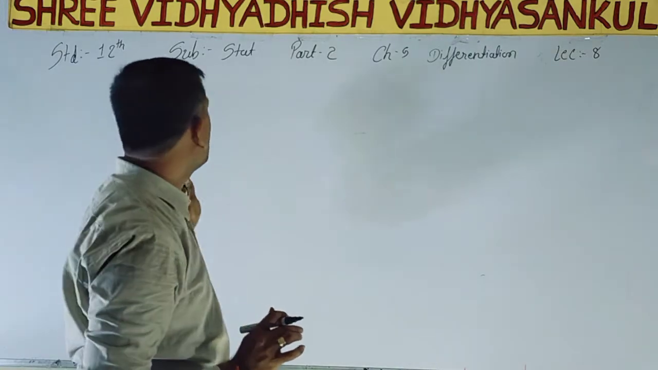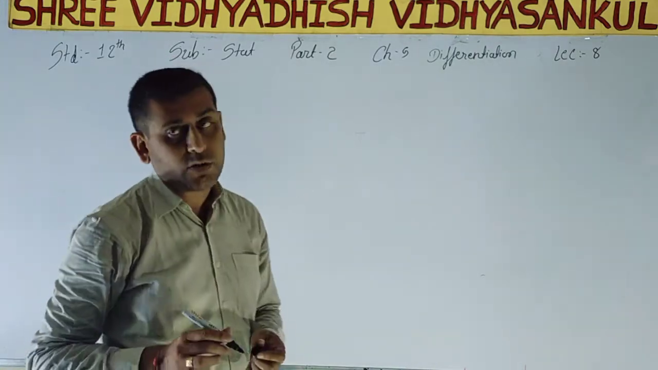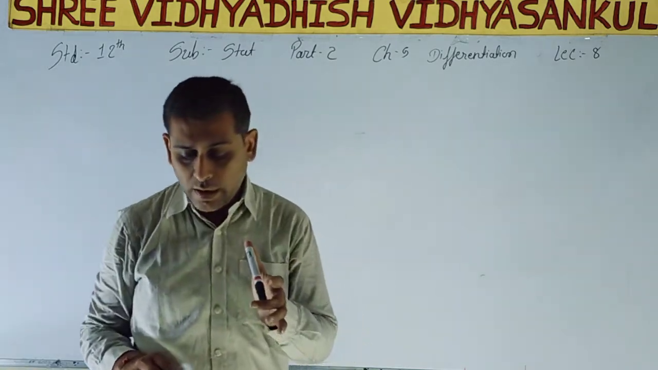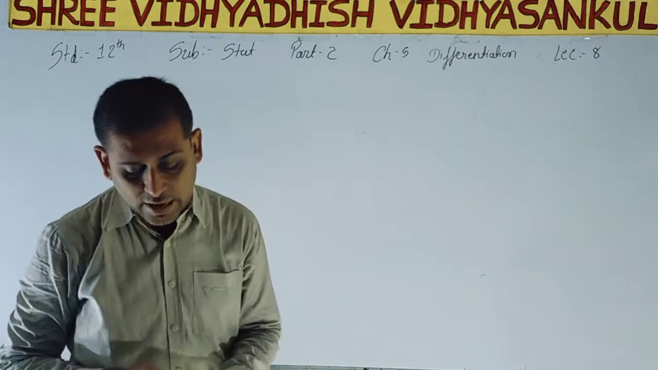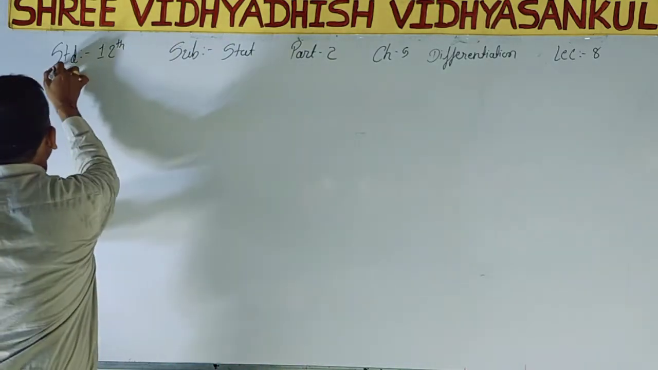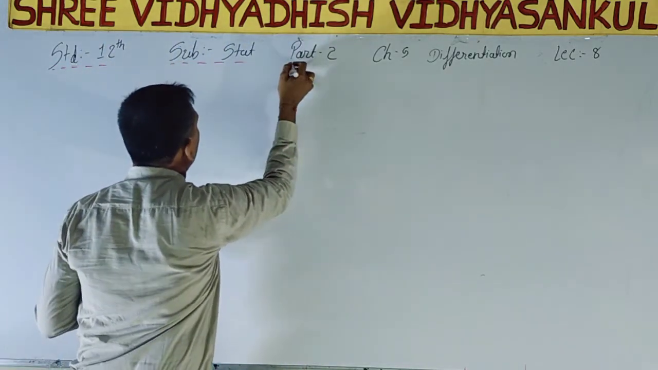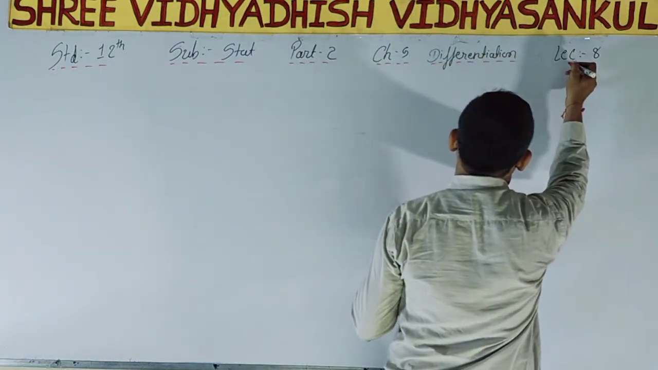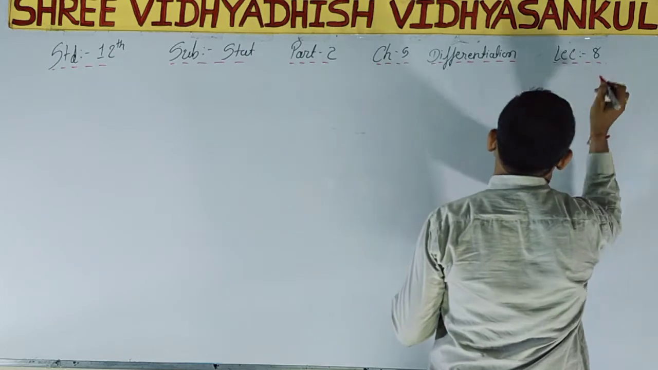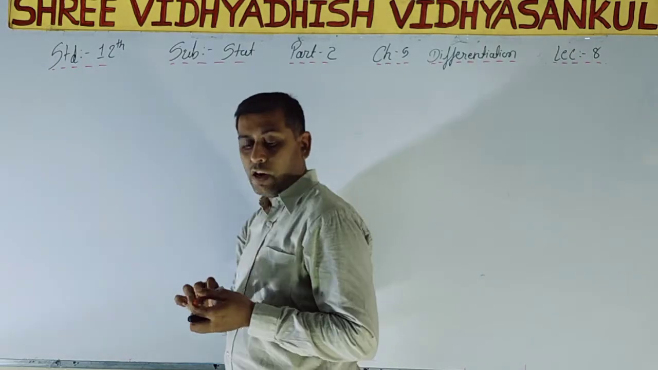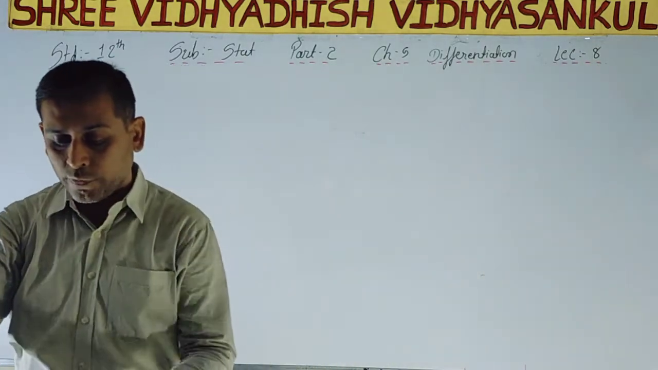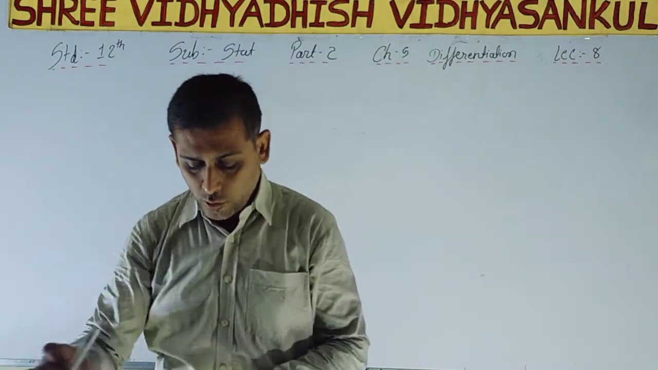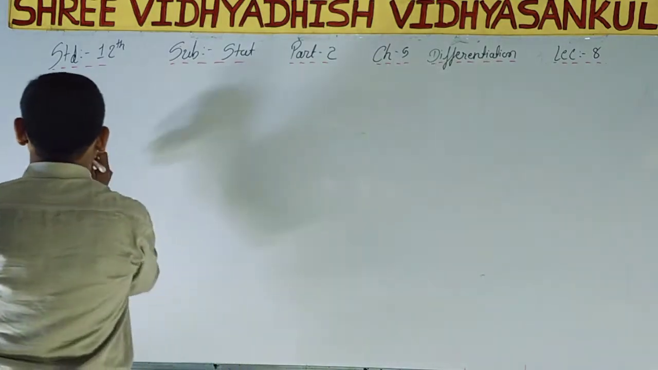Okay, this is your 12th standard statistics part 2, chapter number 5, differentiation, lecture number 8. We'll start our next illustration, that is illustration number 21. Which one is the second order derivative? Okay, so I'm writing that.